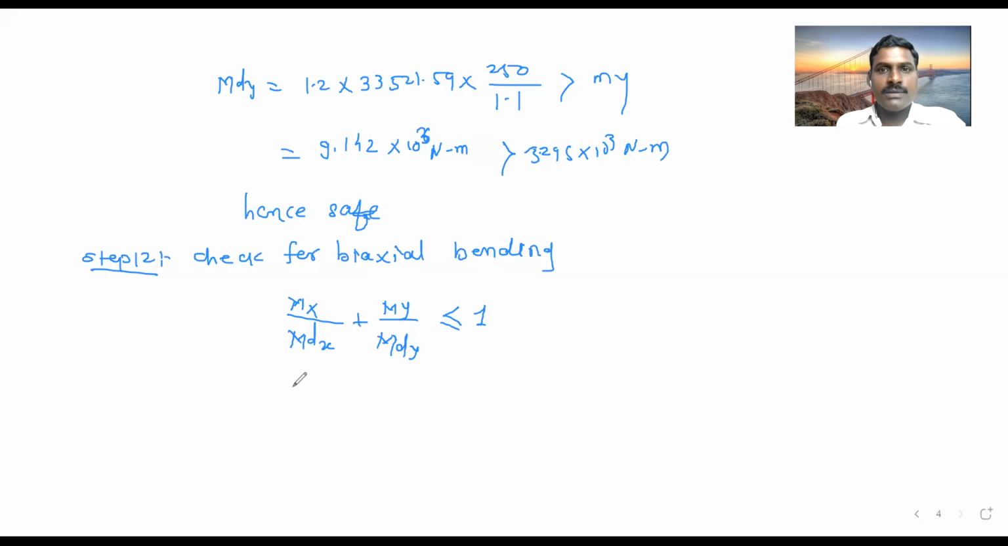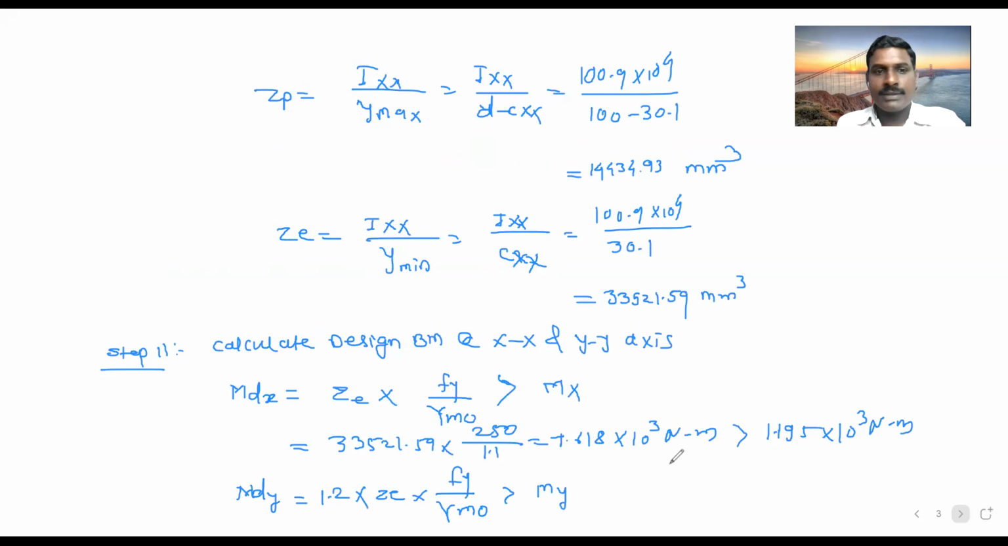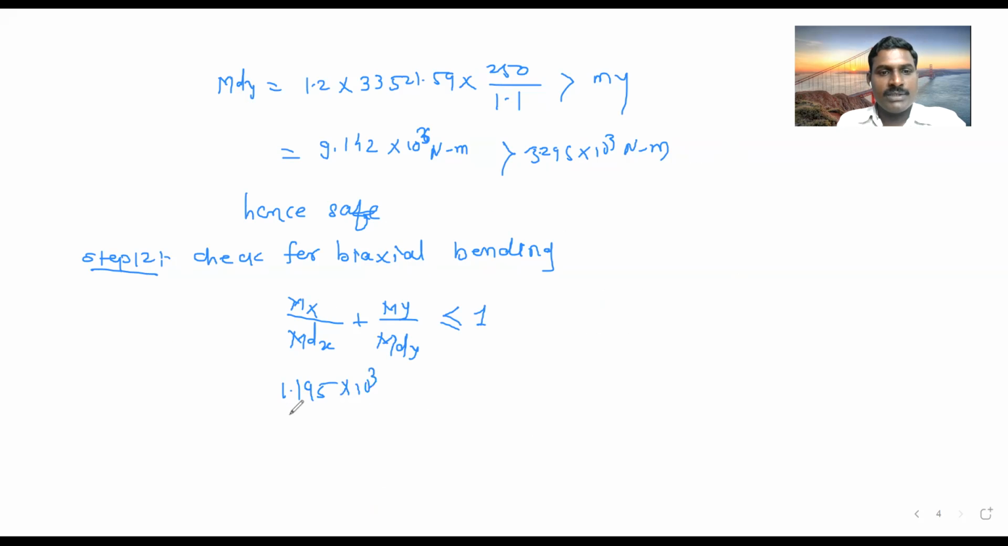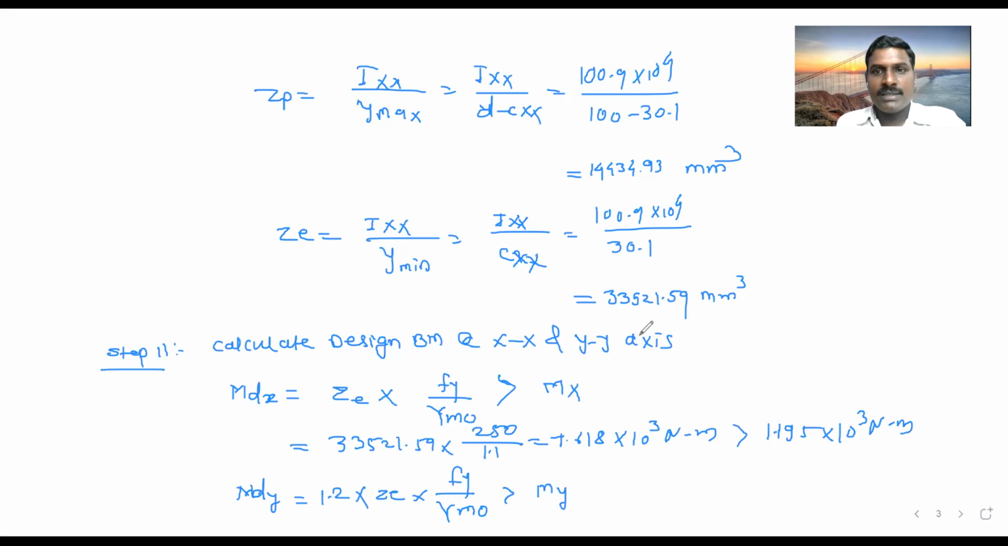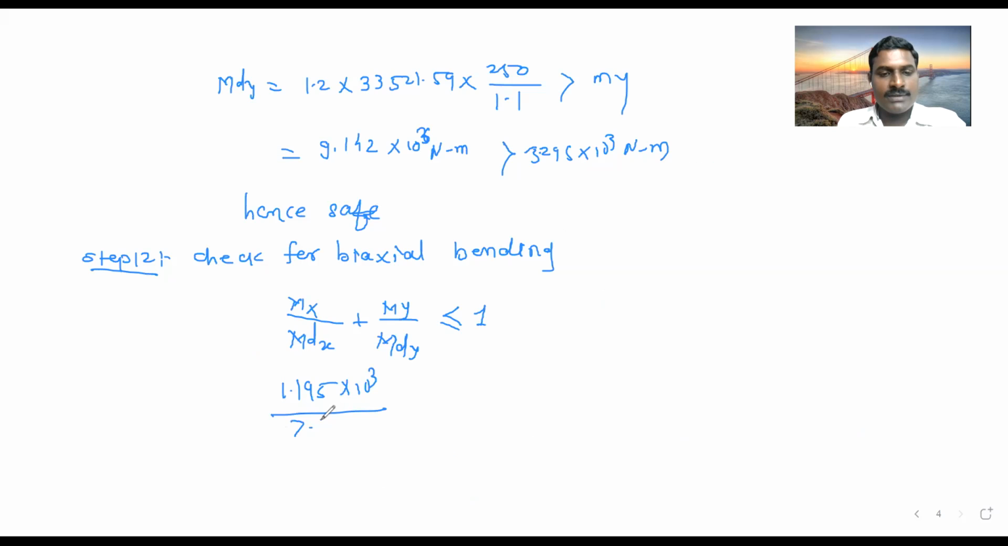So Mx is 1.195 into 10 raised to 3. Similarly, Mdx is 7.618 into 10 raised to 3, plus My is 3.295 into 10 raised to 3, and Mdy is 9.142 into 10 raised to 3.